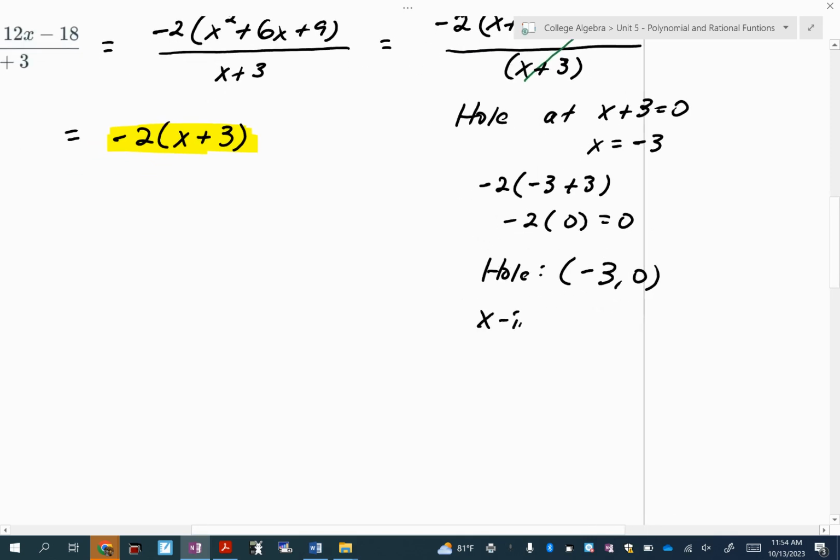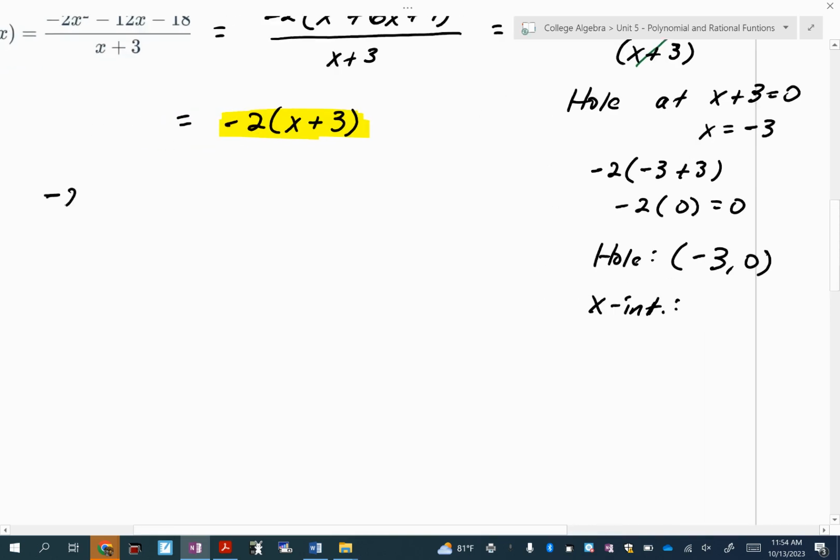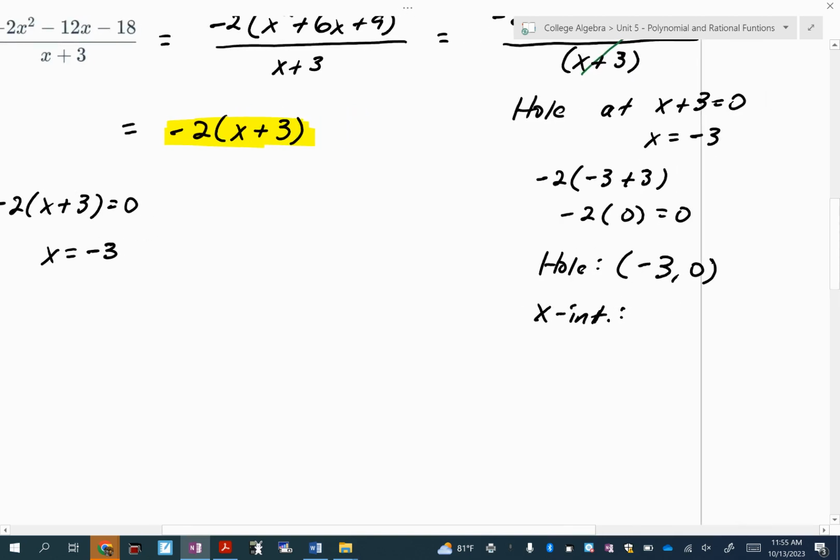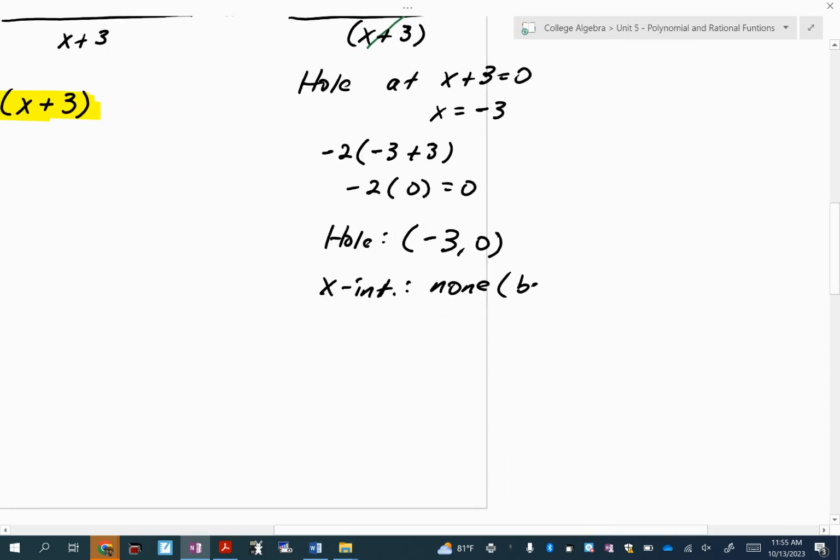Now, I'm hoping that you saw it. If you haven't, that's okay, we're just starting this. A y value of 0 is what we call an x-intercept. To find the x-intercept, I would set this numerator equal to 0 and I would find this -3. But if we have a hole at -3, comma 0, then I can't actually have an x-intercept there. So I'm going to put none, and I'm going to put it in parentheses because of the hole.